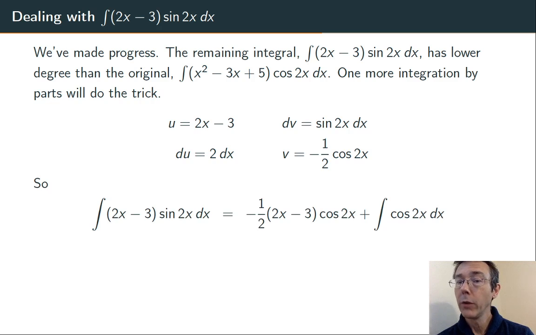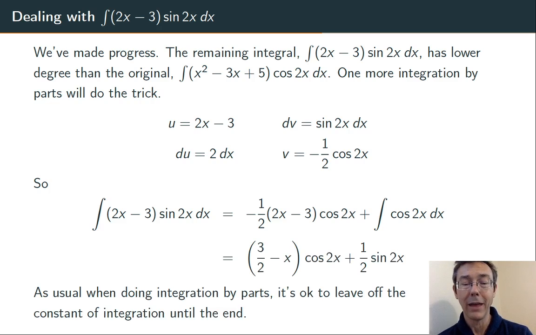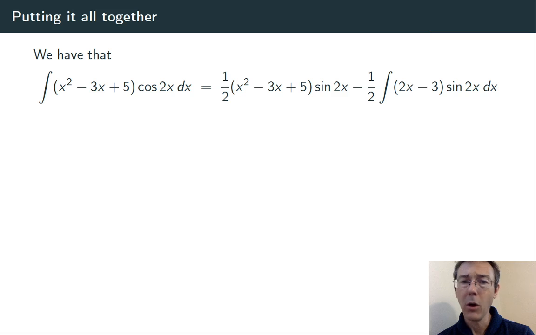So the integral of (2x − 3) sine 2x dx is going to be uv minus integral of v du, so negative 1/2 (2x − 3) cosine 2x, plus the integral of cosine 2x dx. That last integral is direct, so let's go ahead and do that. And I'll also rearrange the negative 1/2 times (2x − 3) cosine 2x just a tiny little bit. Okay, so now we've got all the pieces we need.